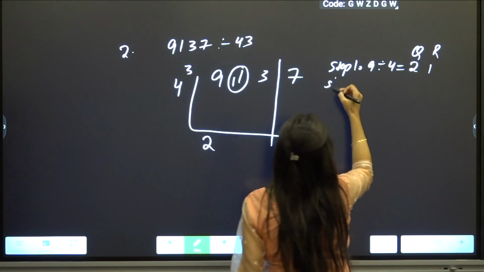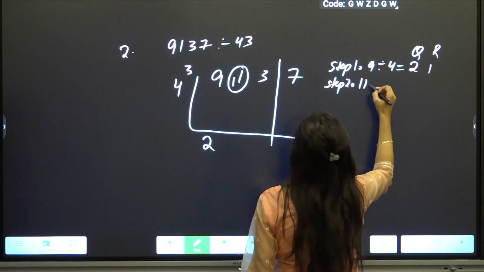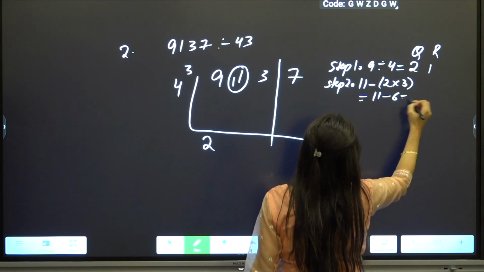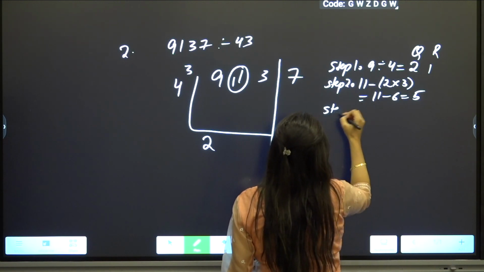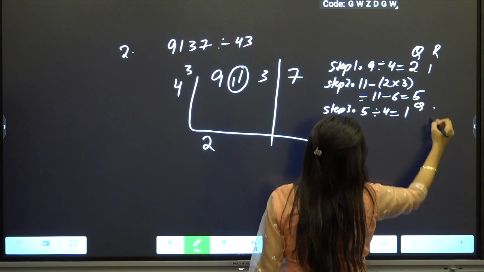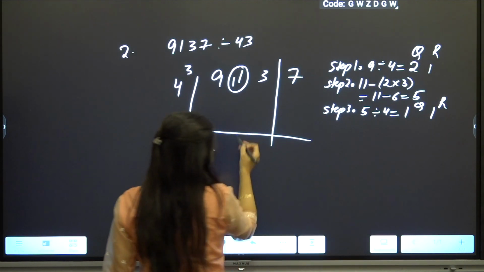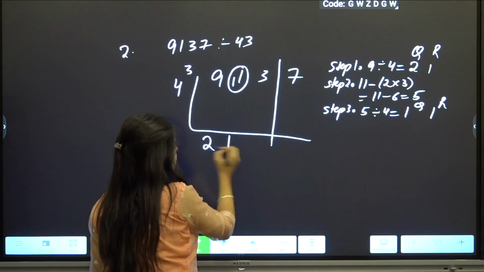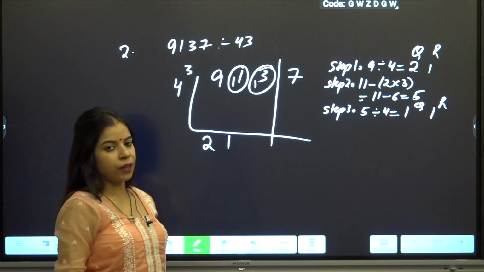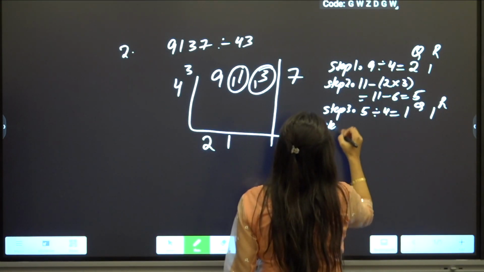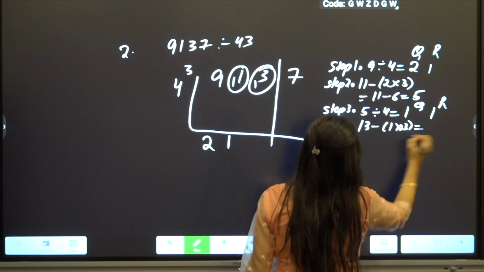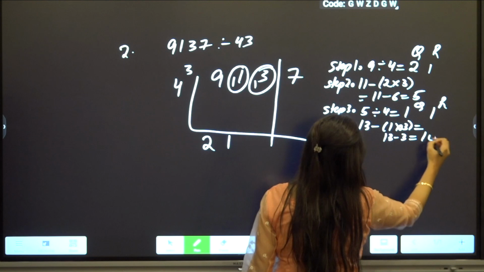Step 2 is 11 minus 2 into 3, which is 11 minus 6, which is 5. Step 3 will be 5 divided by 4. So 1 is the quotient and 1 is the remainder. So quotient I am going to write it here, which is 1, and remainder is 1. I am going to place it over here. So this will become 13. Step 4 is 13 minus 1 into 3, which is 13 minus 3 is 10.